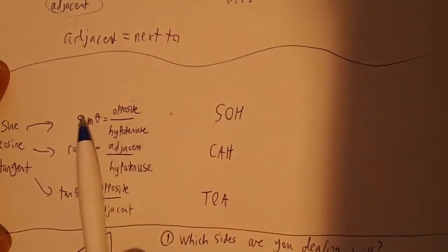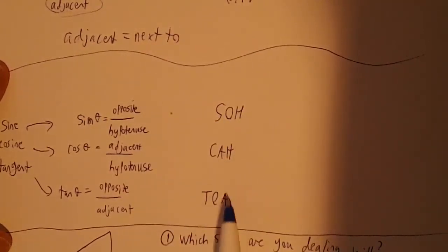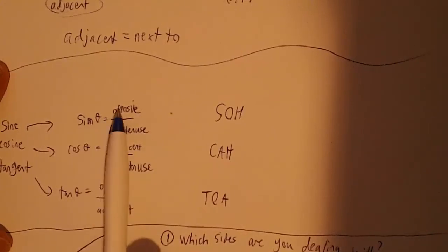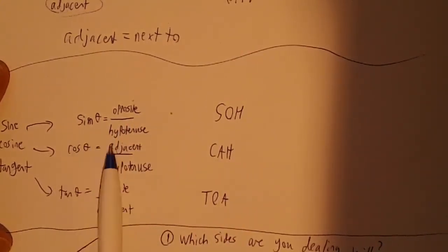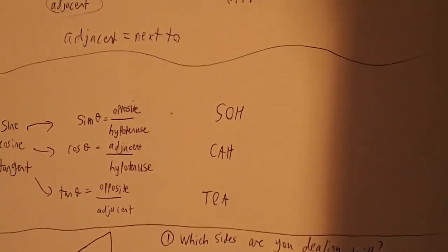Oftentimes we'll abbreviate this process by saying SOH CAH TOA. You'll notice that for sine, the O and the H come from opposite over hypotenuse. Same with CAH and TOA. So, that's how we usually refer to them, SOH CAH TOA. It's just a shortcut, and it's really nice to use that. It helps shorten things up a bit.